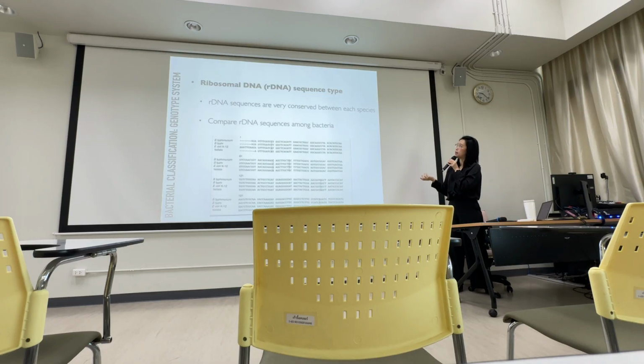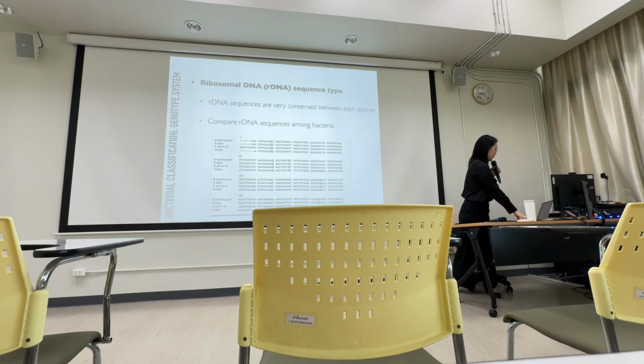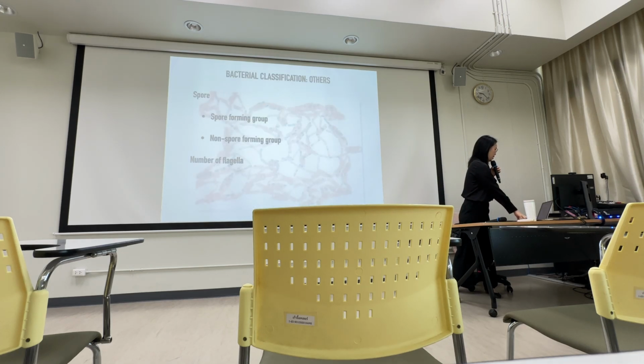And as I said in the identification part, we can determine the sequence of the DNA to group the bacteria too. In this case, we use the ribosomal DNA for determining the type of the bacteria. And the spatial structure, like spore-forming bacteria, non-spore-forming bacteria, or sometimes we count the number of flagella on the bacterial cell to group them too.